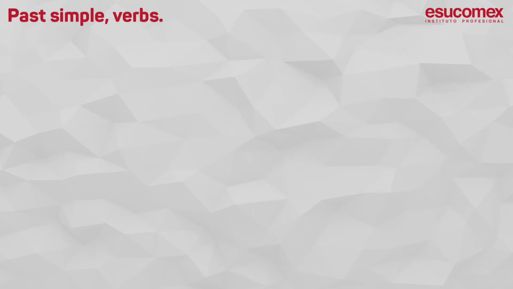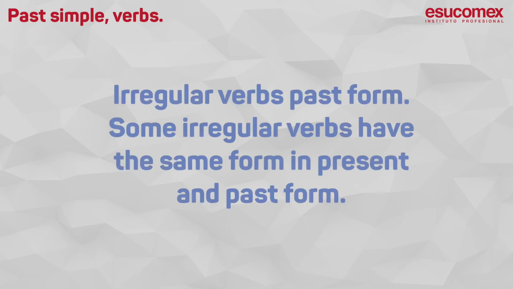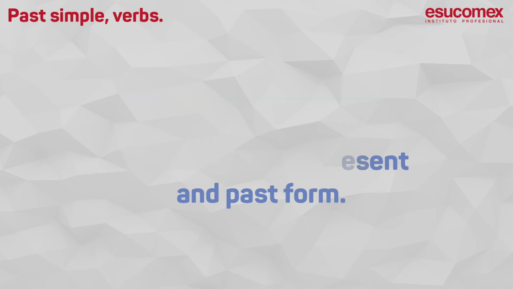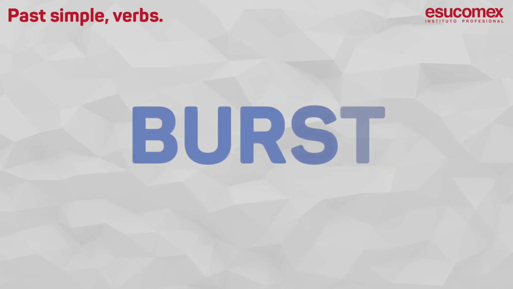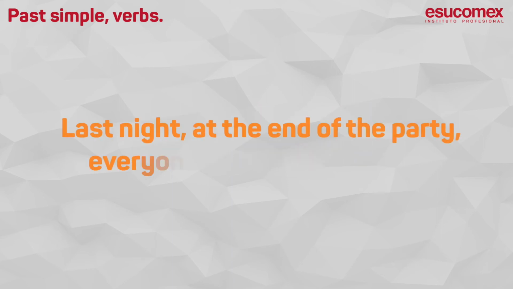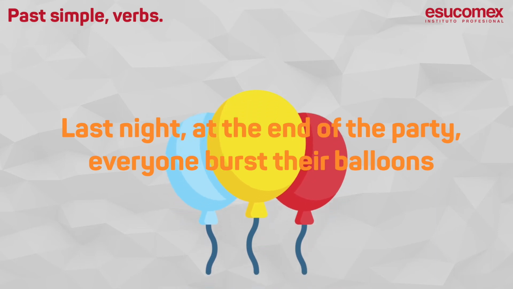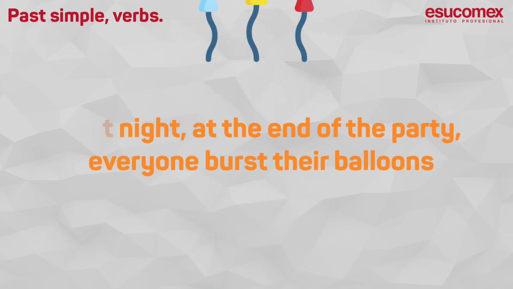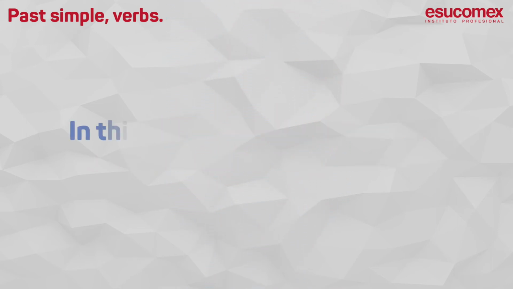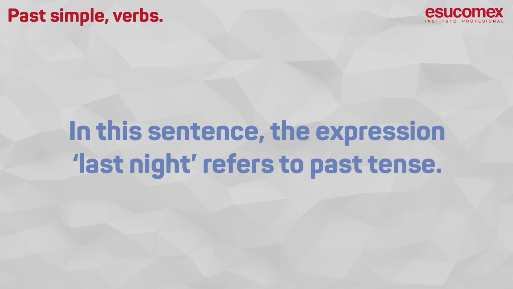Past simple verbs, irregular verbs past form. Some irregular verbs have the same form in present and past form. The verb burst has the same present and past form. Here's an example. Last night, at the end of the party, everyone burst their balloons. In this sentence, the expression last night refers to past tense.